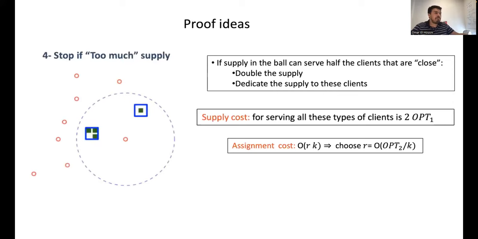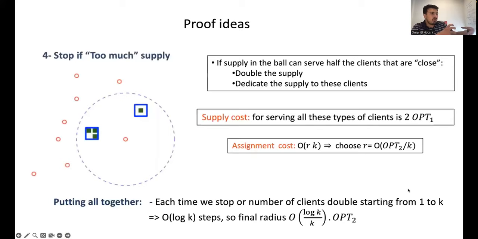So when did I grow the ball here? I grew the ball if the supply was not able to satisfy half of the clients, which means the clients are more than half of the supply. So from one step to another, I'm doubling the clients. I started with one client. I know that I could stop at K and then I'm good. And each time I'm doubling the clients. So how many steps do I have to take to get to K? In log K steps.